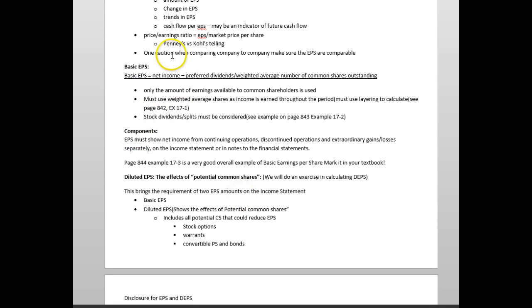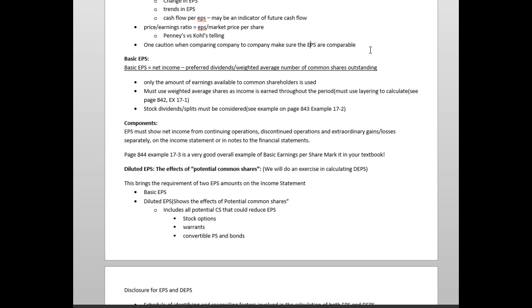One caution, and this is always a caution: when you're comparing company to company, make sure those EPSs are comparable. Sometimes they don't have the same data or use the same method, so always make sure you check your notes.